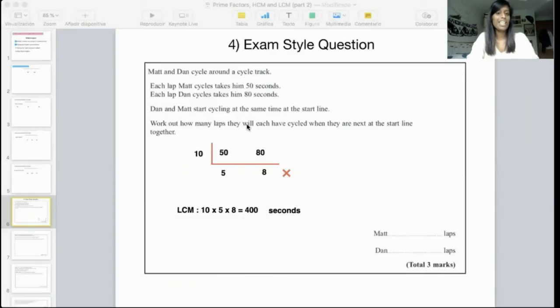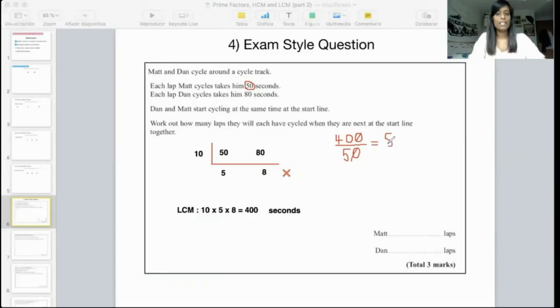Okay, so how many laps will they each have cycled by the time that they next start together? So it's 400 seconds. Now, the thing you need to understand here is that the 400 seconds has to be divided by how long it takes for each person to work out how many laps it is. So for Matt, he takes 50 seconds per lap. So you're going to do 400 divided by 50. I tend to do it like this because it's quite easy to cancel. So you can cancel out the zeros, and then you can go 40 divided by 5 is 8.